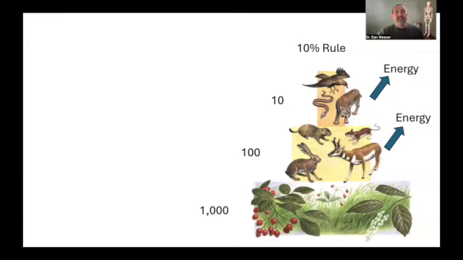Now, this means that the herbivores have to eat a lot of producers. They have to eat a lot of plants in order to get enough energy to survive. It also means that the population of carnivores is generally small relative to the population of herbivores, relative to the amount of plant material that's at the base of the food chain, because so much energy is lost along the way. It's called the 10% rule. Only 10% of the energy goes from one level to the next.